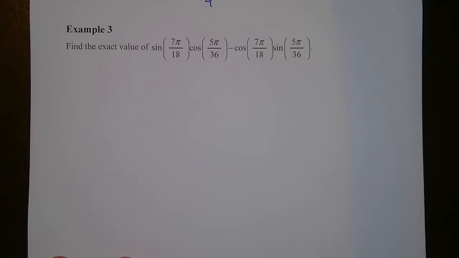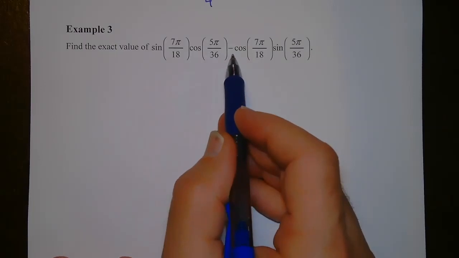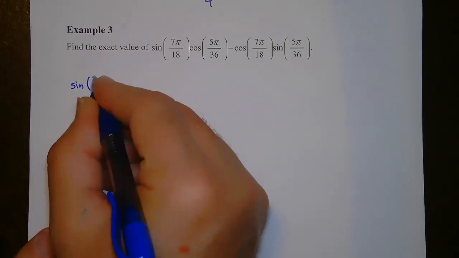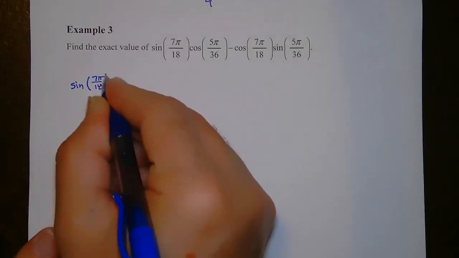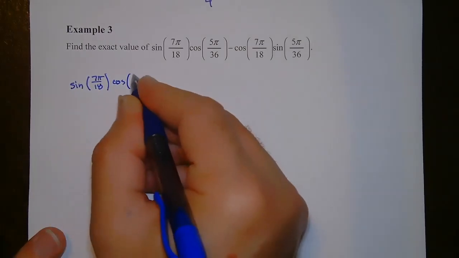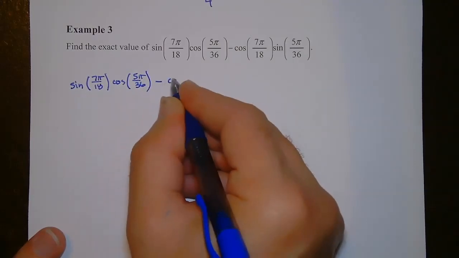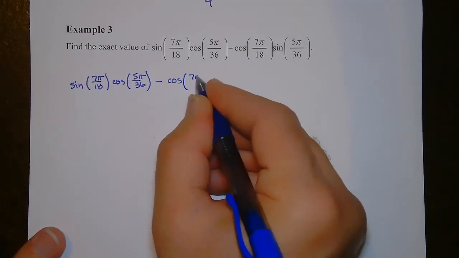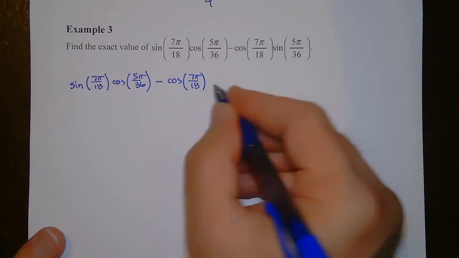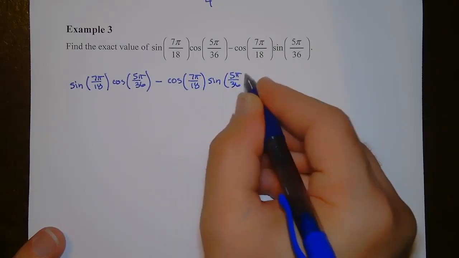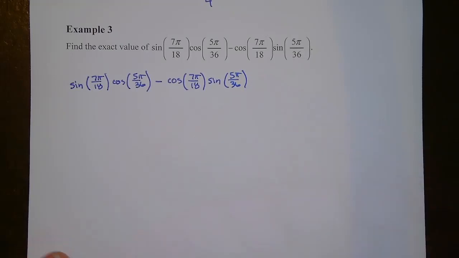For this example 3, it's kind of doing the reverse of what we've been doing. So sine, cosine, and then minus, right? So we start out with sine of 7 pi over 18, cosine of 5 pi over 36, and then minus cosine of 7 pi over 18, sine of 5 pi over 36. This is really just an exercise in understanding where everything goes in the formula. This isn't that hard of a problem.